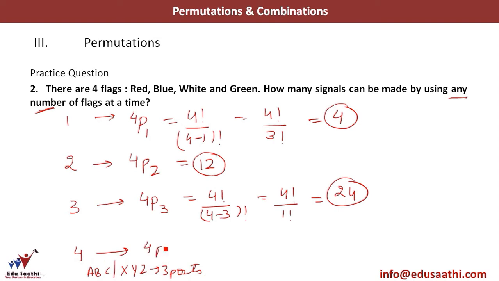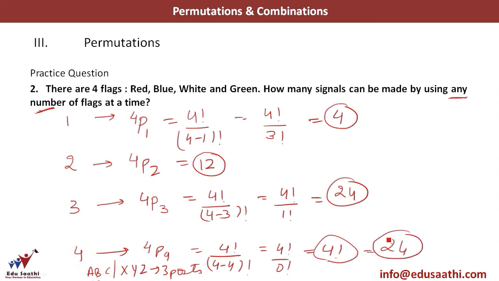How can I write them? 4p4, which is nothing but 4 factorial by 4 minus 4 factorial. This will give me 4 factorial by 0 factorial. 0 factorial is 1. So I have this 4 factorial. At that time I told you straight away write 3 factorial for ABC. So here you notice why, because I have to arrange 4 flags. In how many ways can 4 flags be arranged? When all of them are taken, in 4 factorial ways, which is again 24.